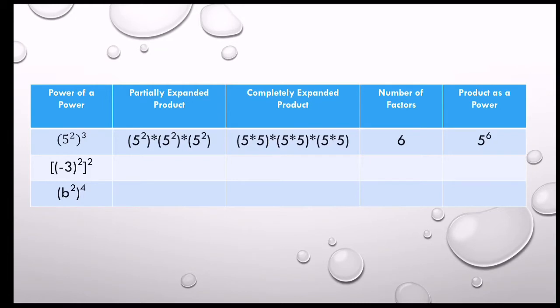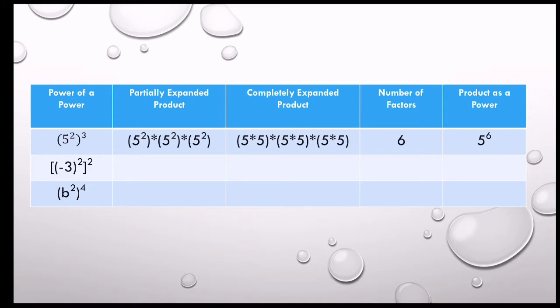I did the first row for you. Look at column 1. Column 1 is a power of a power, meaning I take a power, which is the base and its exponent, and I raise it to another power. So what this first one says is that I have 5 squared 3 times. So I wrote out 5 squared 3 times. I then expanded that. So I've got 5 times 5 times 5 times 5 times 5 times 5. Just like in product of powers, I count the number of products. I then am going to rewrite it as 5 to the 6th power.